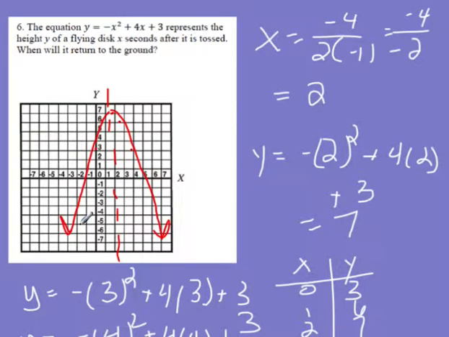So when is it hitting the ground? That's what this point represents. It hits the ground when y is equal to 0. So I'm estimating that my y is equal to 0 when x is at about 5. So when will it return to the ground? I'm going to say after about 5 seconds, because remember, in our problem, x is labeled as seconds. So it's hitting the ground after 5 seconds, or about that. That was just an estimate. That's all you can do with a graph is estimate.